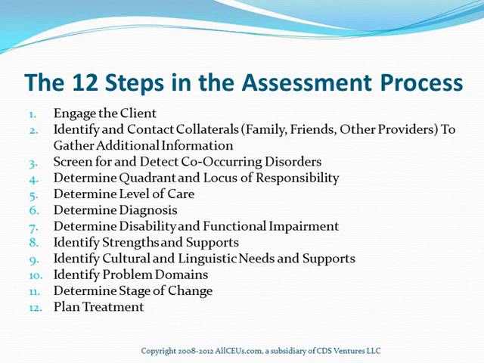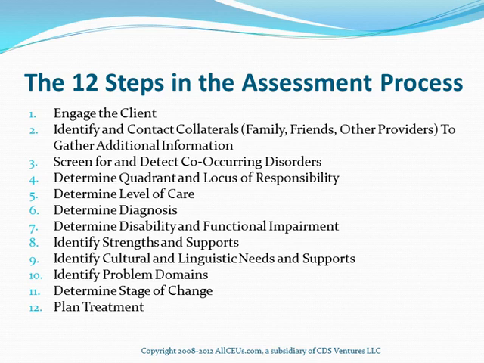So your 12 specific steps are to engage the client, gather additional information as allowed by law, screen for and detect co-occurring disorders, determine their quadrant and locus of responsibility. That means, are they high substance abuse, high mental health impairment, low substance abuse, low mental health impairment, or some combination of high and low. Determine the level of care required. Determine their diagnosis. Determine their disability and functional impairment. You can have the same diagnosis on 3 different people and have 3 different levels of disability and functional impairment.